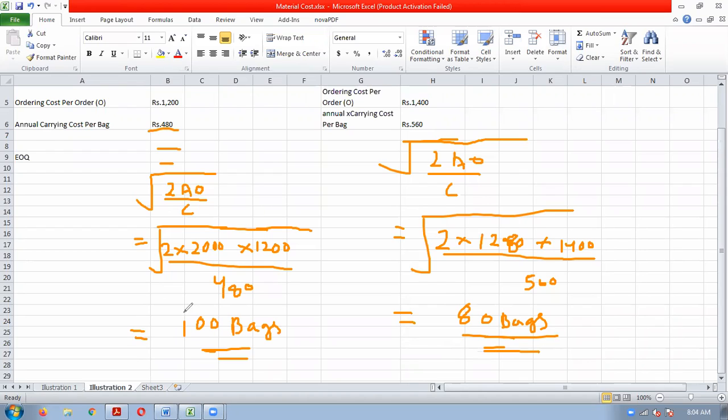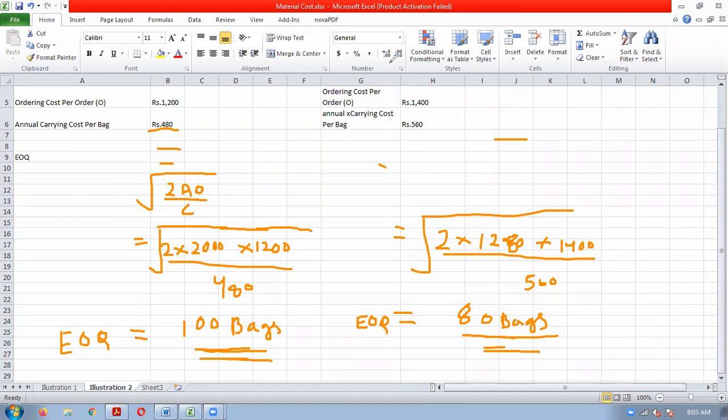Similarly, for Super Grow, you should place 100 bags as the order with the supplier. This is the meaning of EOQ. That is what your order quantity, your order size, should be whenever you place the order with the supplier.